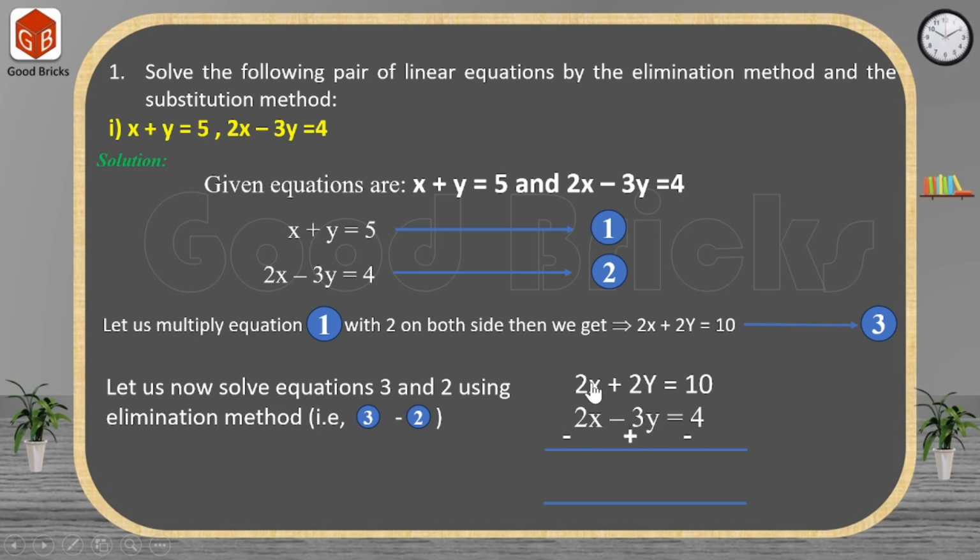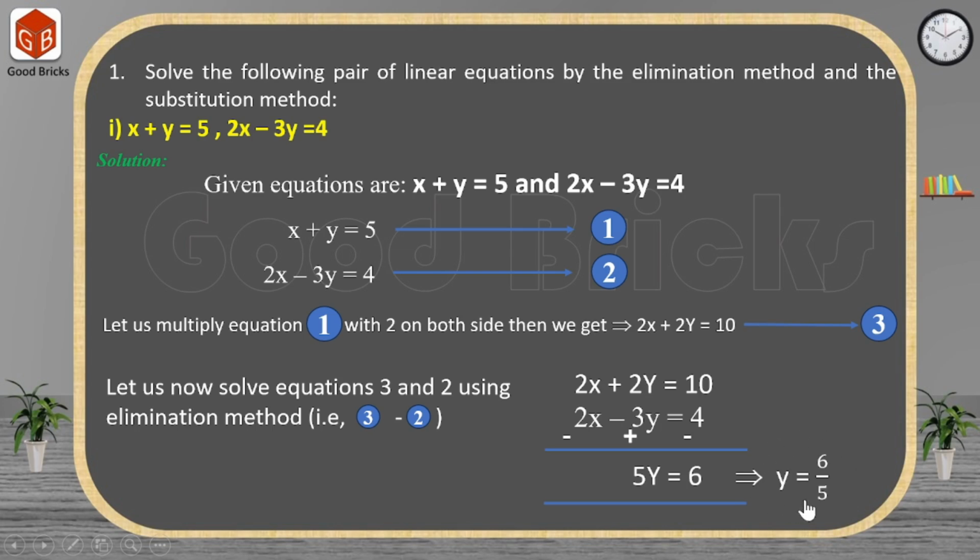So after subtraction, 2x minus 2x cancel, 2y plus 3y is equal to 5y, then 10 minus 4 is equal to 6. So what we got? 5y is equal to 6, and from this you can write y is equal to 6 by 5. So by eliminating this x term we got the y value. That is the reason we call this method the elimination method.